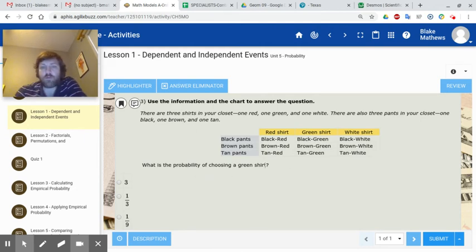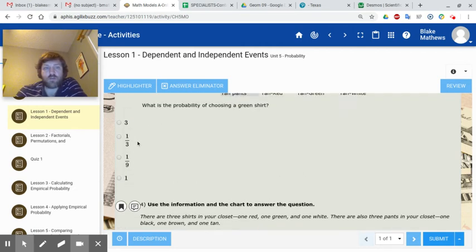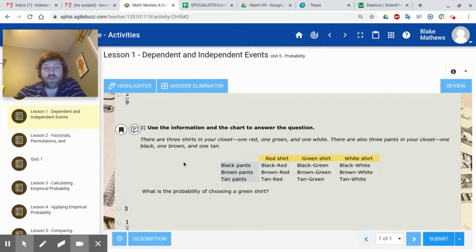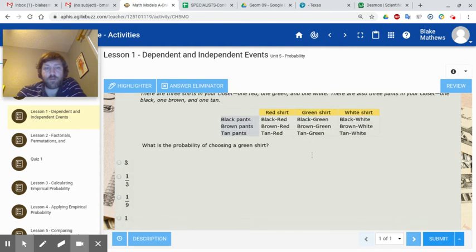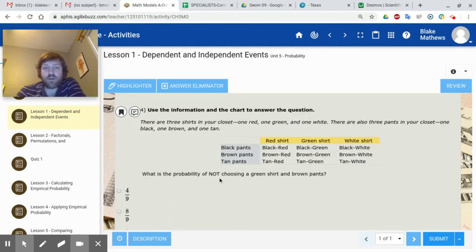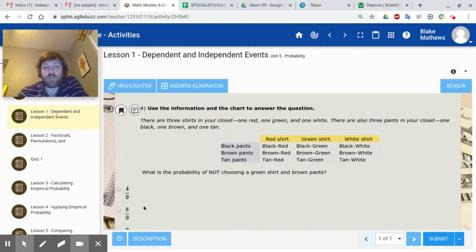Again, what's the probability of choosing a green shirt? Well, there are three green shirts out of 9, and so then you would need to reduce that fraction. Or you can think of it this way: 1 out of 3 shirts is green, so 1 out of 3. Same thing down here. If it says not, then you select everything but that one thing, and that would be the top of the fraction. The bottom is still going to be 9 because there are 9 options.